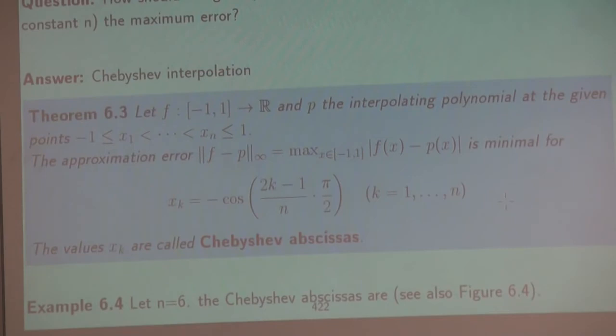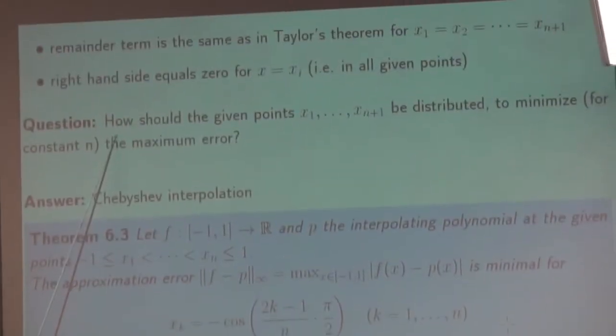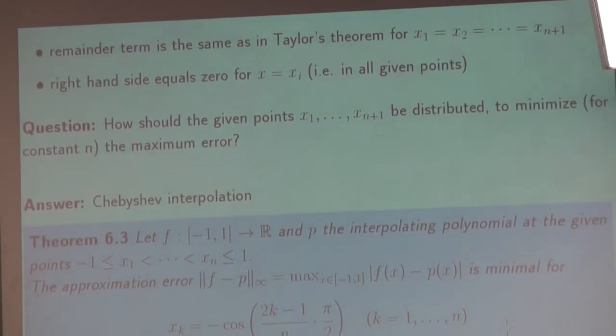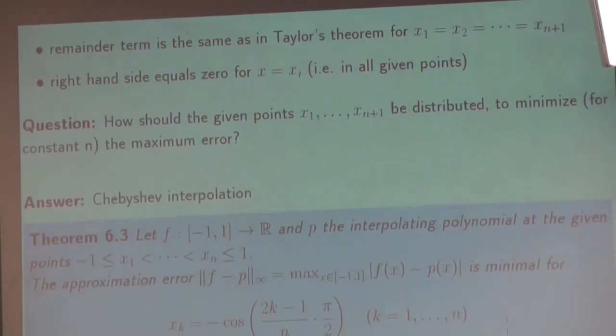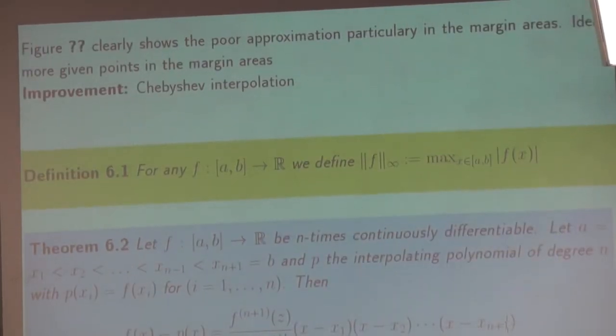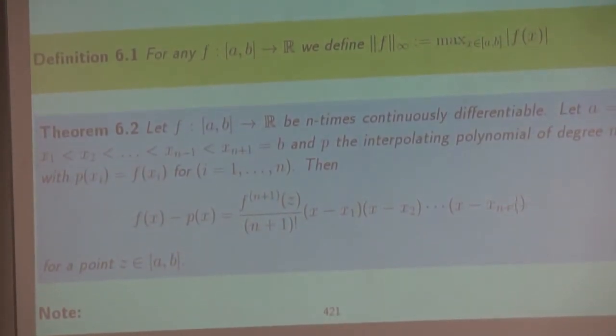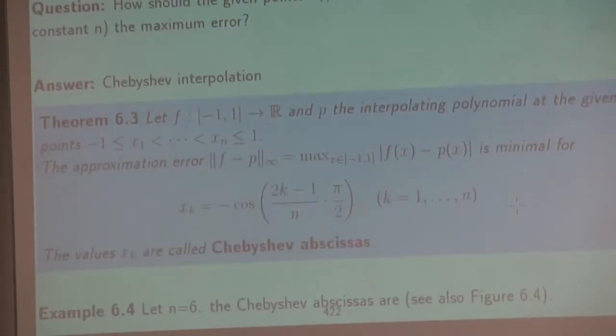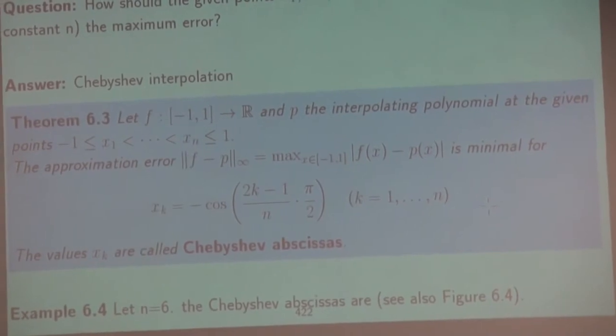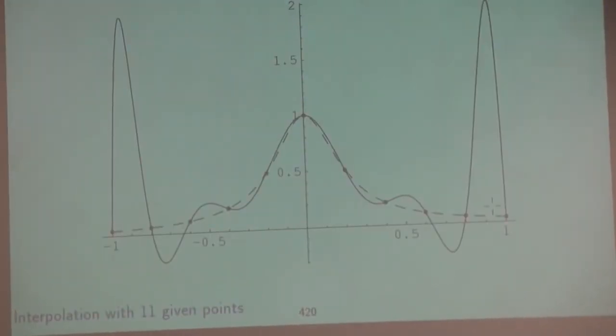Yeah, okay, and the question that Chebyshev asked himself was, how should the given points be distributed to minimize the maximum error? And now he took this formula and started to minimize this error term. And we don't look at the proof, we just look at the result. And this is a really nice result. We are talking about the interval from -1 to 1. Look, we are just talking about this example between -1 and 1. We will generalize this later to arbitrary intervals.